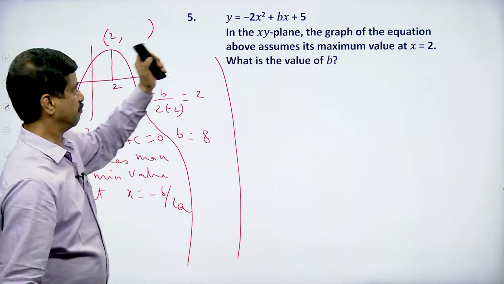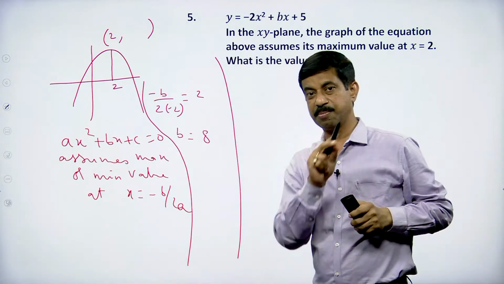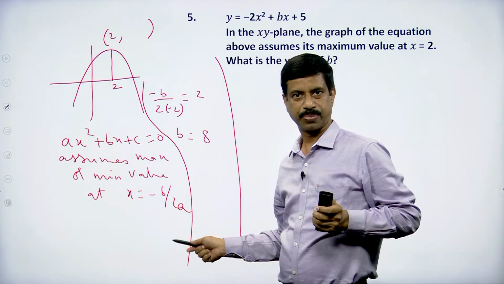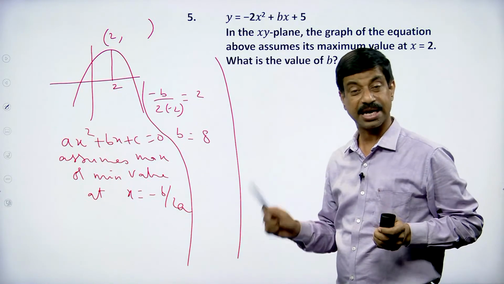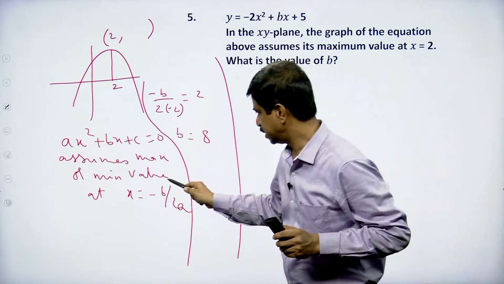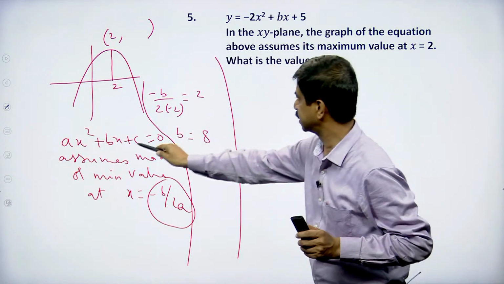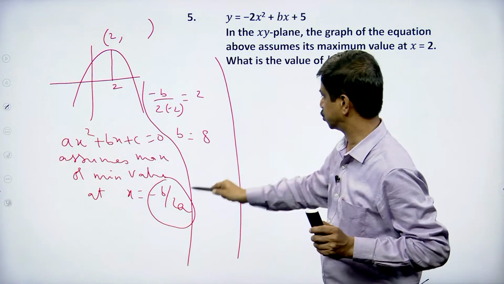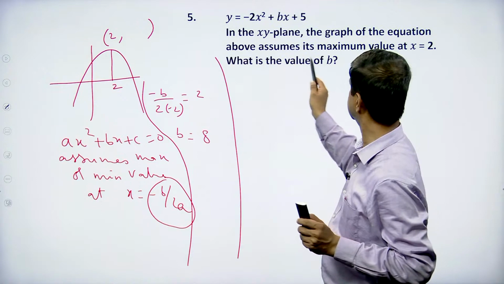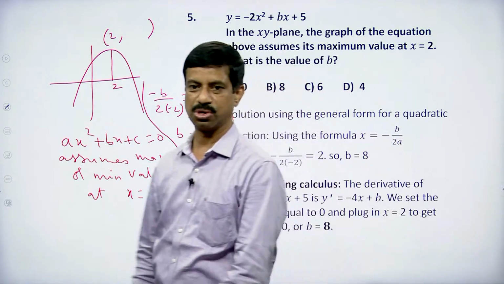So, when this function assumes maximum value, or maximum or minimum whatever it is, it is at x equal to minus b by 2a only. At x equal to minus b by 2a, it will have either maximum or minimum. So, this we can find out using this. What is b? I am comparing this and this. So, a is minus 2. So, minus b by 2 into a, which is minus 2, equal to x, he gave it as 2. So, therefore, equate it, you will get b equal to 8, children. So, please note it fast.